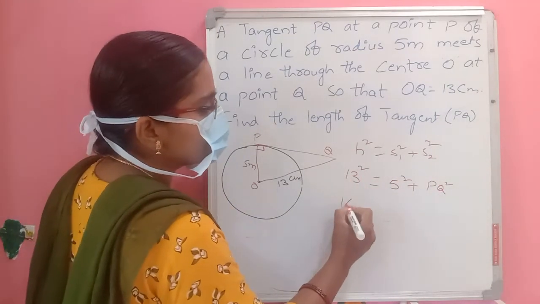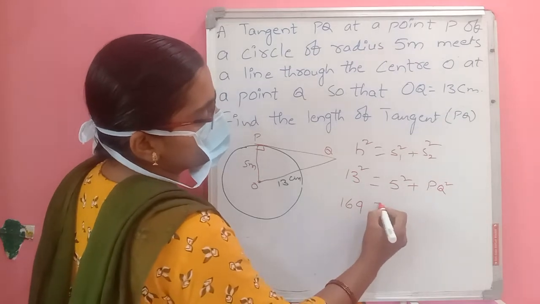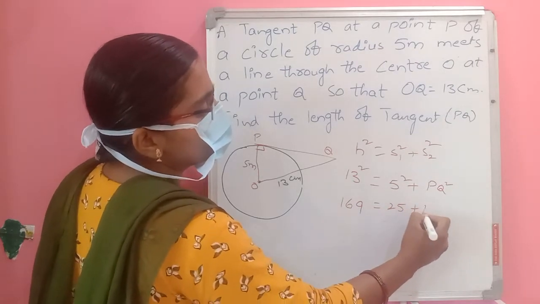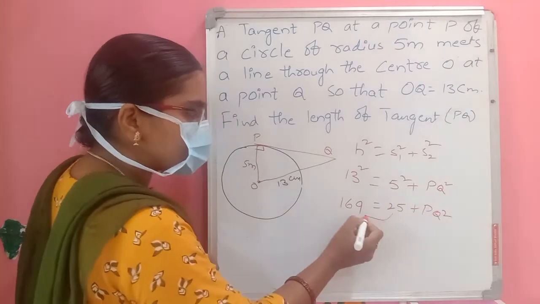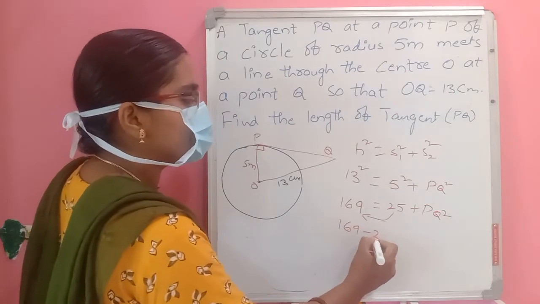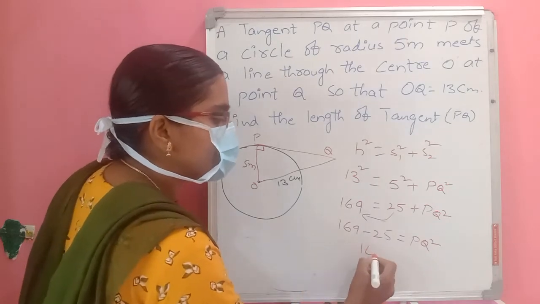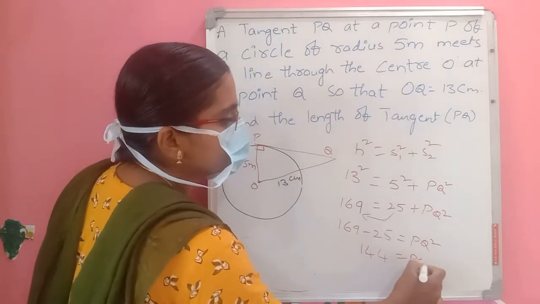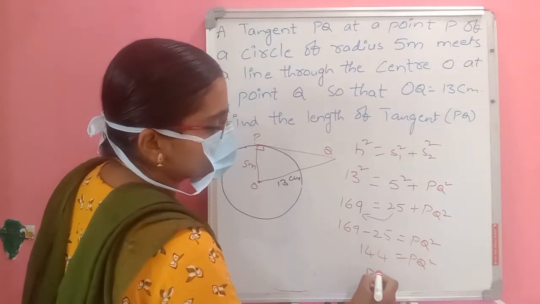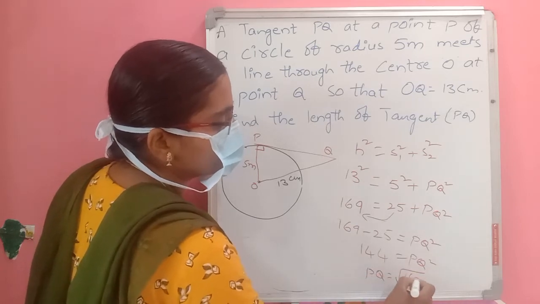So 13 square is 169, equal to 5 square, which is 25, plus PQ square. So just transpose this side. 169 minus 25 is equal to PQ square. 169 minus 25 is 144, that is PQ square. Then PQ is equal to the square root of 144.